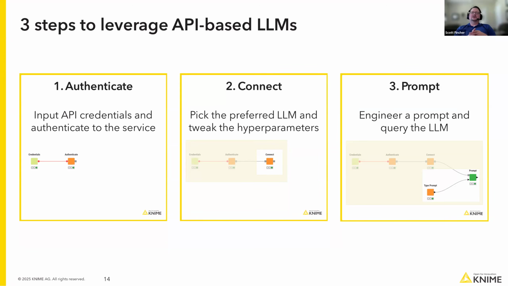Then you need to connect. You can say, I want to use this particular model at OpenAI, for example. This is what we're going to do, and tweak a couple of hyperparameters. And then ultimately prompt, right? Create the prompt, send it over to the LLM, get the response, and then do something with that.